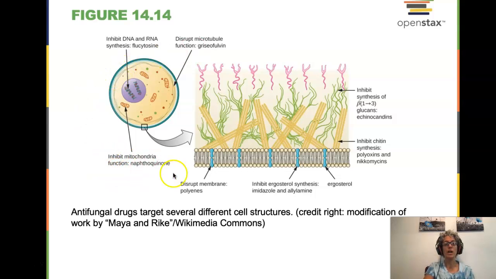Likewise, drugs that inhibit mitochondrial function, we would not want to ingest those. But we can disrupt the membrane with polyenes. We can inhibit ergosterol, and those will be very specific to fungal cells. We can inhibit chitin synthesis. Chitin is the cell wall of fungi. We don't have chitin, so polyoxins and nikkomycins block chitin synthesis. And we can also inhibit these sugars called beta-1,3-glucans. We don't have these structures in us at all.